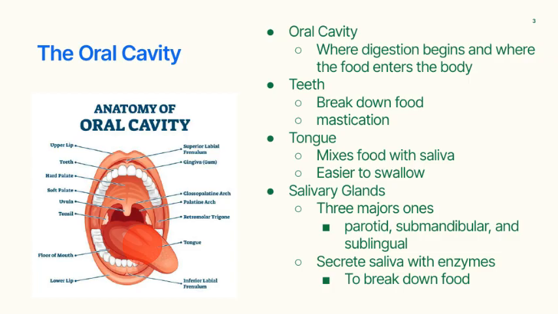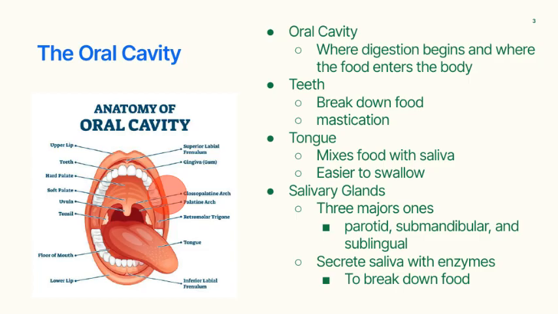Digestion begins in the mouth, where your teeth grind and break down food into smaller pieces, making it easier for the digestive enzymes to work. This is also known as mastication. Next, the tongue mixes the food with saliva to form bolus, which is then swallowed. And the whole point of the food mixing with the saliva is to make it easier to swallow as a whole.